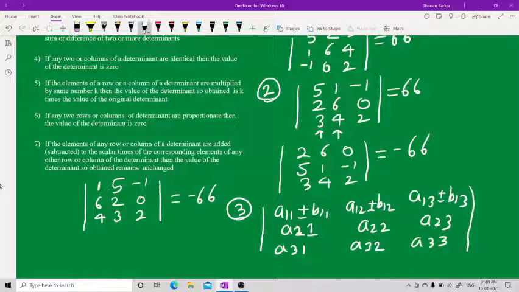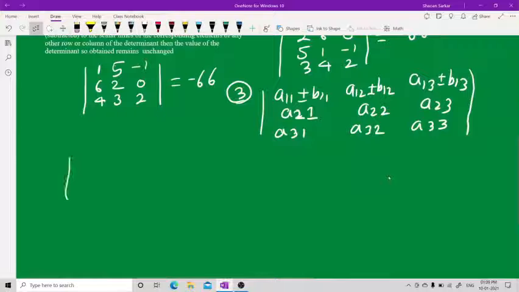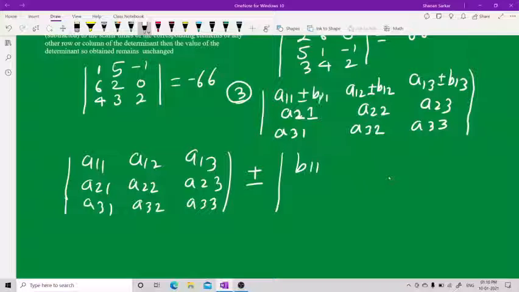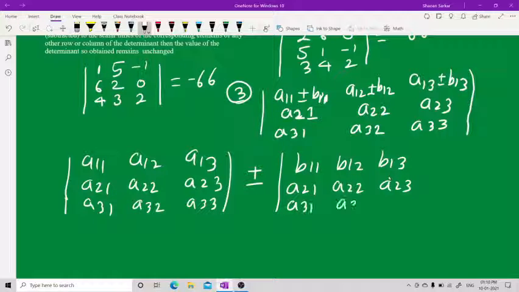Then this can be written as the determinant with rows A11, A12, A13; A21, A22, A23; A31, A32, A33, plus or minus, whatever the case may be, the determinant with rows B11, B12, B13; A21, A22, A23; A31, A32, A33. This is the third case.